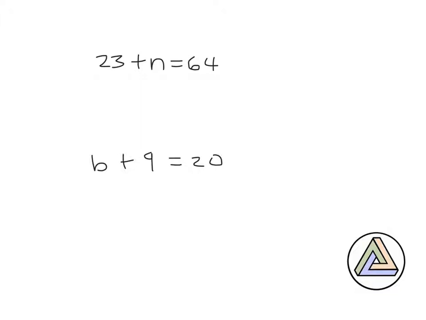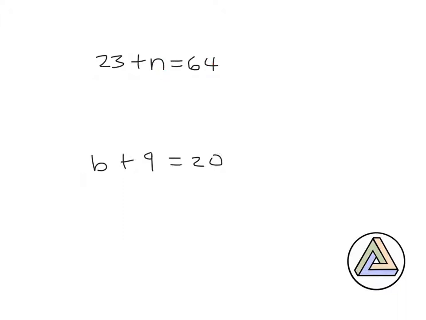So this is for a student, and really any student who needs help or extra practice with solving for variables. So what is a variable? Well, a variable is a letter that's in this equation, and the letter represents an unknown. So it's like 23 plus something that we don't know equals 64, and your job is to figure out what that something is.